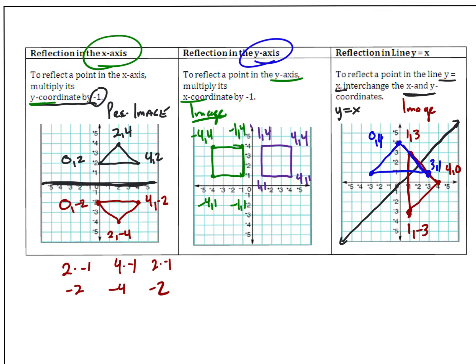So there's that triangle reflected. And my apologies, I made a mistake. The red one would be the pre-image, and the blue one would be the image. My apologies for that. That's your image. Okay, so that's reflected across that perfect y equals x diagonal.